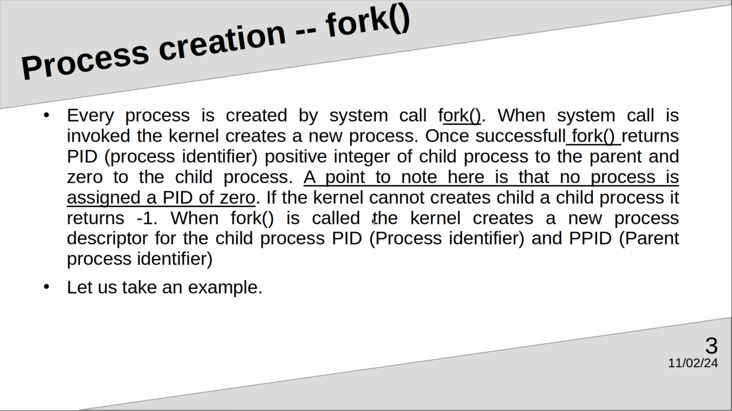When fork is called, the kernel creates a new process descriptor. The process descriptor is very important. You might know our process table. In that, each and every piece of information about a process is kept. The kernel creates a new process descriptor for the child process, that is the process identifier, and for the parent process it is the parent process identifier.